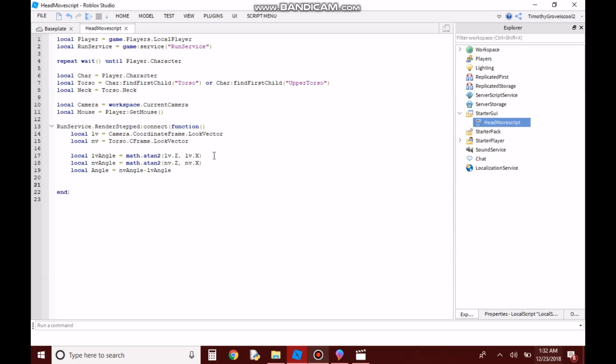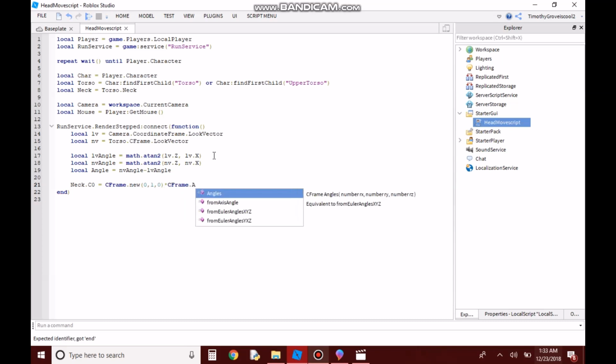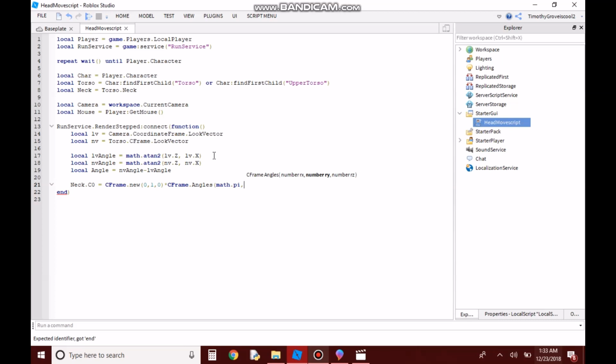And so if we did everything correctly, it would look something like this. So let me script it into the neck. So neck.c0 is equal to CFrame.new 0 and 0 times CFrame.Angles math.pi divided by 2, math.pi. These are just the initial components. It's 90 degrees in the pitch direction, 90 degrees in yaw, and then this is what we're scripting. We're scripting the roll. So it'd be angle at the end. And if we did this correctly, it should work.